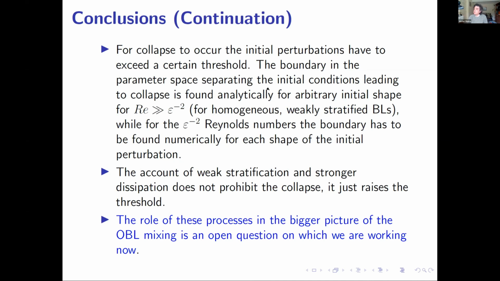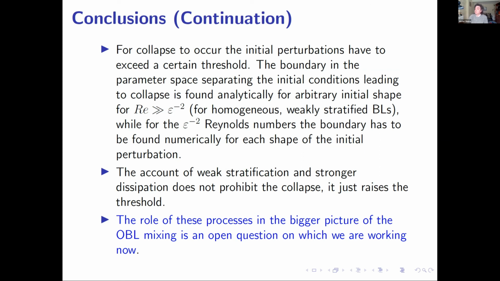For collapse to occur, the initial perturbations have to exceed a certain threshold, and the boundary in the parameter space separating the initial conditions leading to collapse is found analytically for arbitrary initial shape for Reynolds numbers far exceeding epsilon to the minus 2. When Reynolds is of order epsilon to the minus 2, the boundary has to be found numerically for each shape of the initial perturbation. One of the central points is that the account of weak stratification, stronger dissipation, doesn't prohibit the collapse, it just raises the threshold.